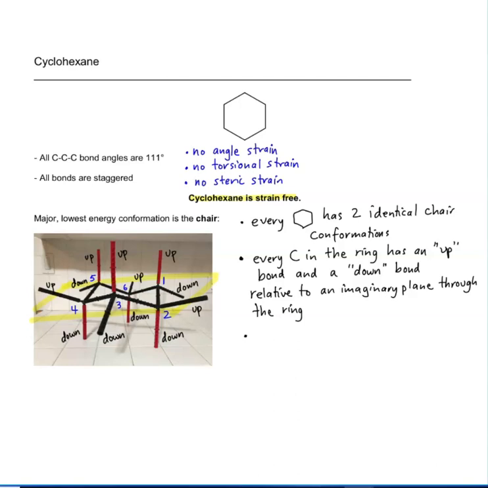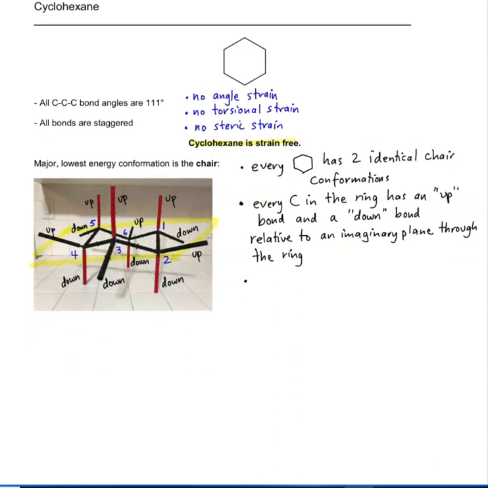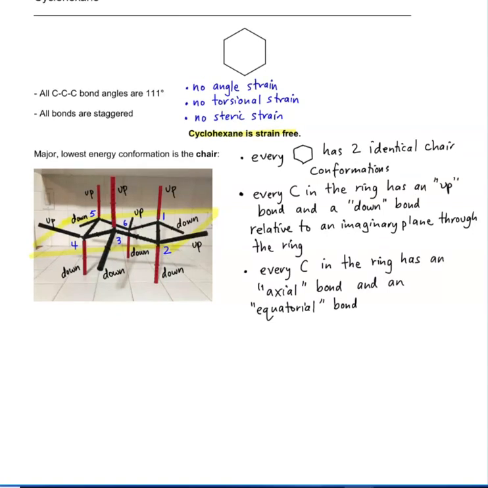There's another feature that's very important to talk about with cyclohexane, and that is that each of these bonds has a particular label. There are 2 labels. Every carbon in the ring has what's called an axial bond and also what we call an equatorial bond. Okay, let me show you what I mean by that.